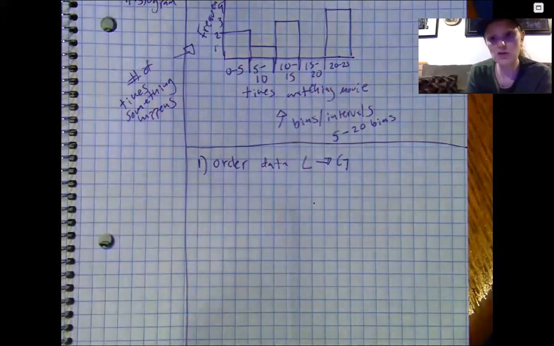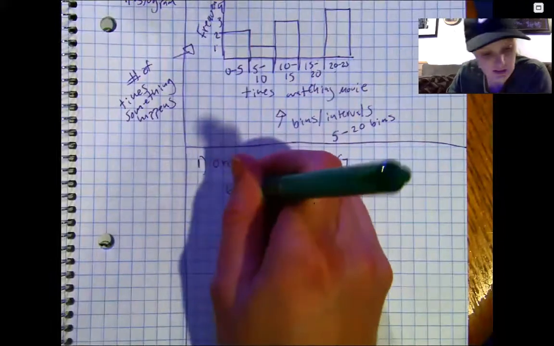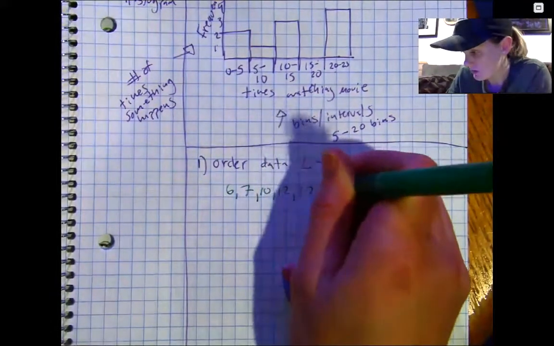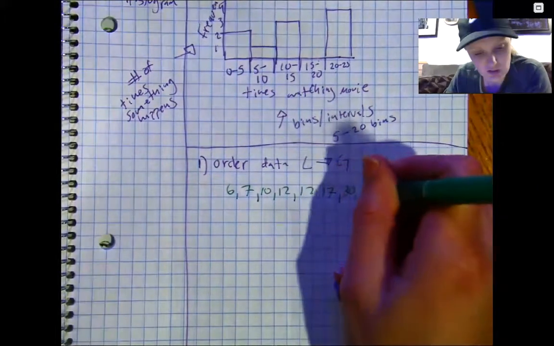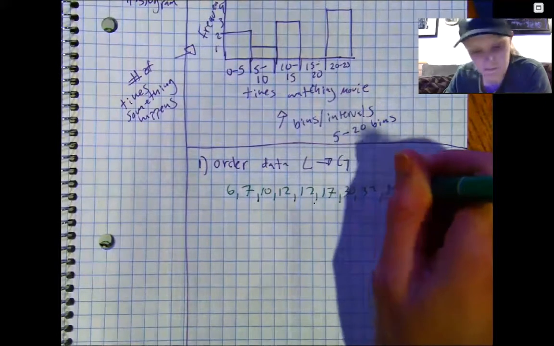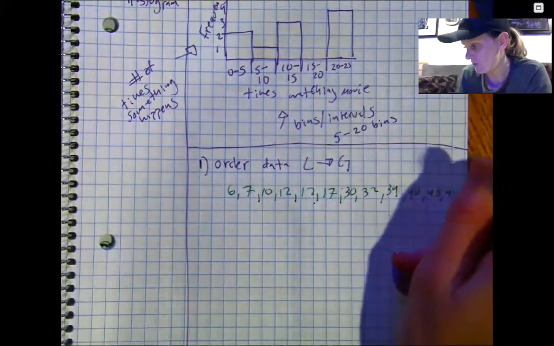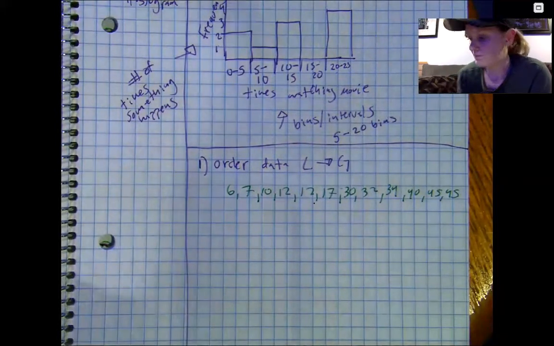I already did that for you. I'm going to write it down now just so we can get started. So let's say we had 6, 7, 10, 12, 12, 17, 30, 32, 34, 40, 45, 45. Okay, so I ordered my data least to greatest. I did that for you.